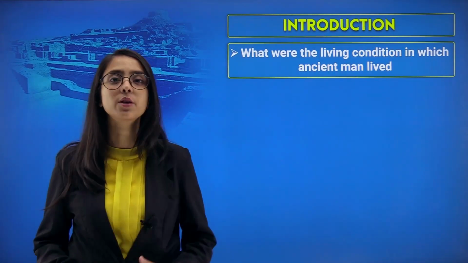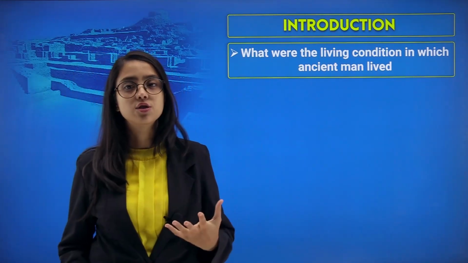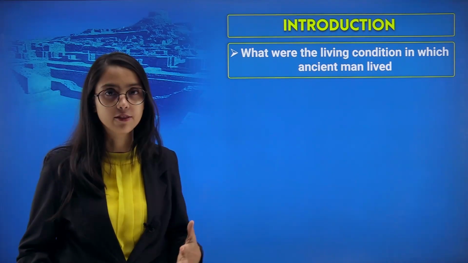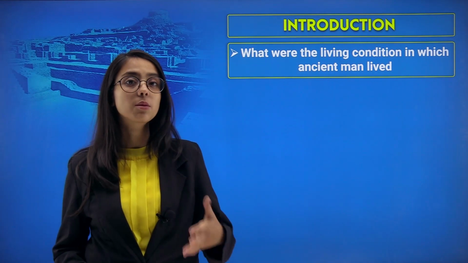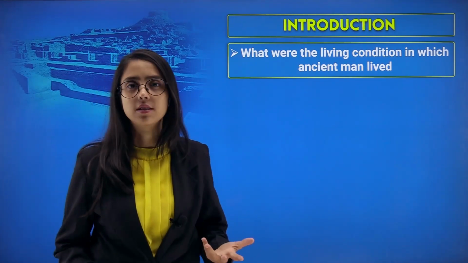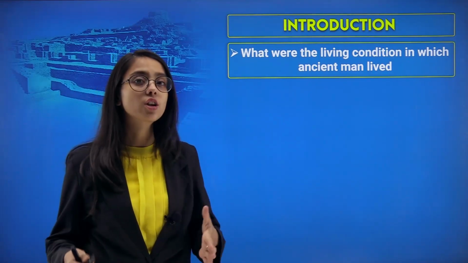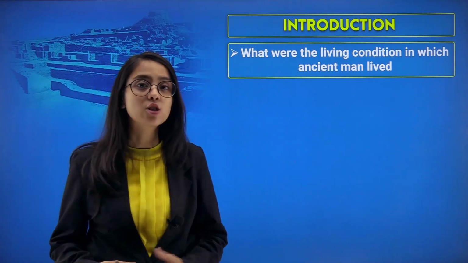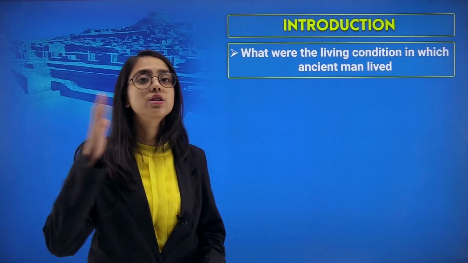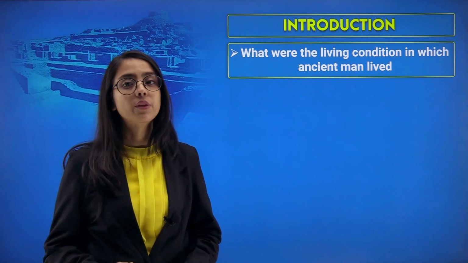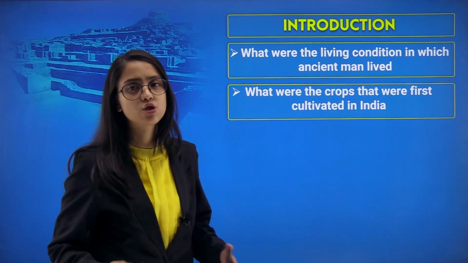To begin with this chapter, we need to understand what were the living conditions in which the ancient man lived. We are not talking about the existing conditions, we are talking about the past. And what kind of past? Is it 1 year back, 2 years back, 3 years back? We are not just talking about the recent past, but actually about the events, about the history that took place thousands of years ago. So, where did the early man used to live? What were the living conditions of these ancient men?